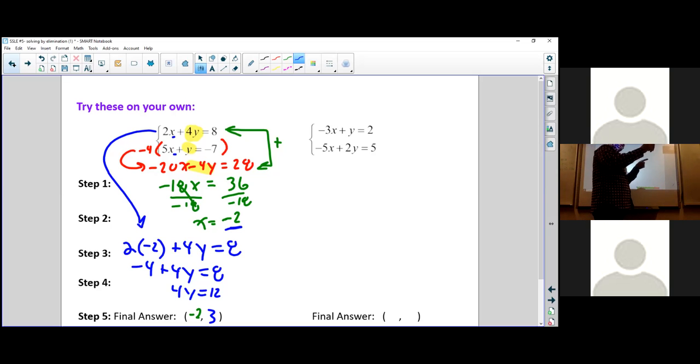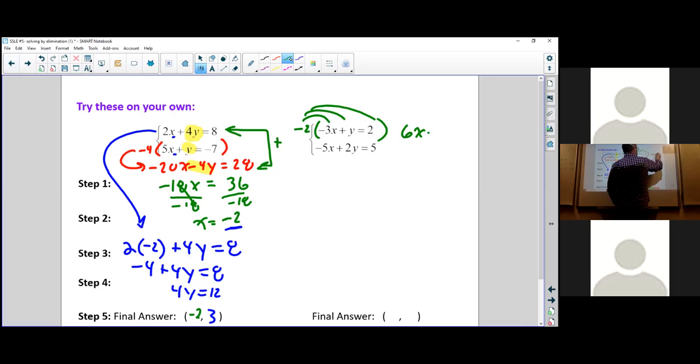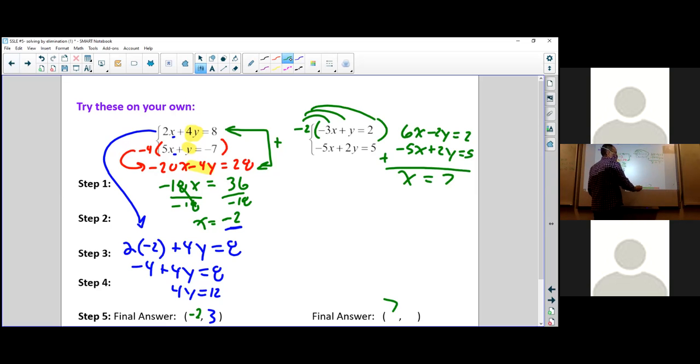On this one, I think I'm going to get rid of y. So I'm going to multiply this whole top one by -2. And that's going to give me 6x minus 2y equals 2. This bottom equation, I'm going to write right underneath it. Add those, I get x equals 7. Oh, that's great. So I get 7.